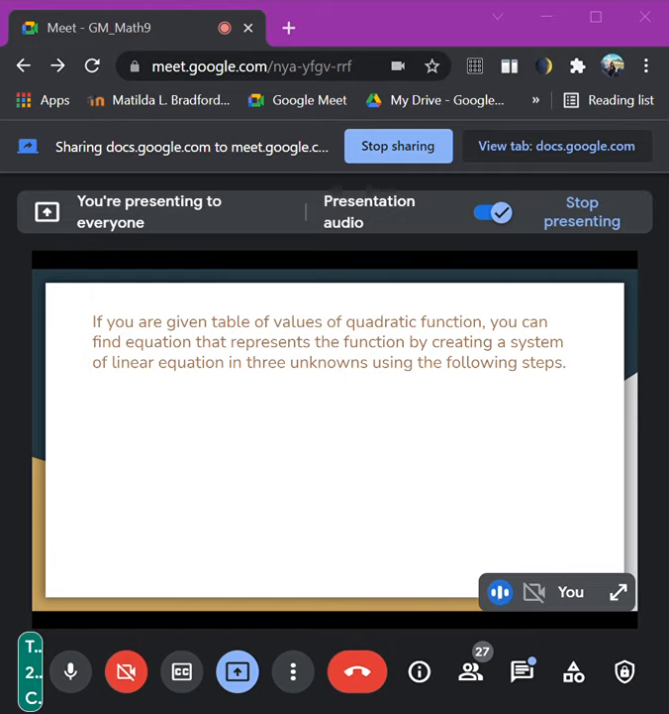So if you can still remember systems of linear equations. So here are the steps in order for us to get the equation given the table of values.